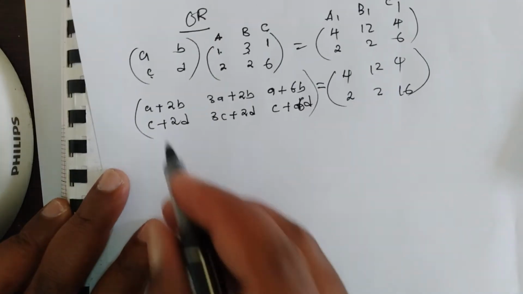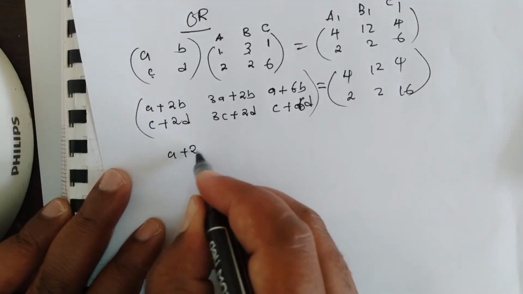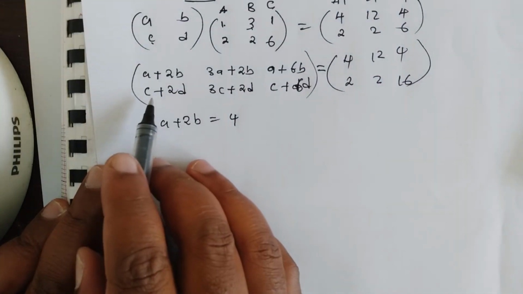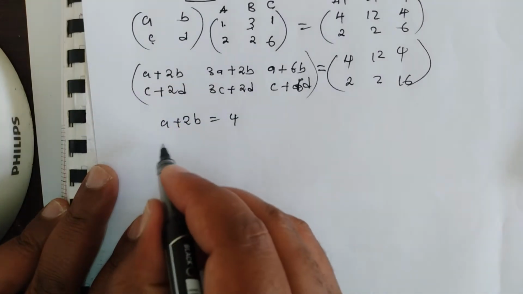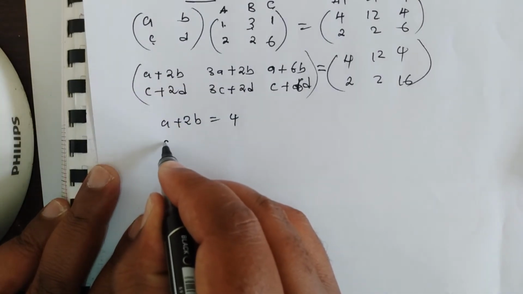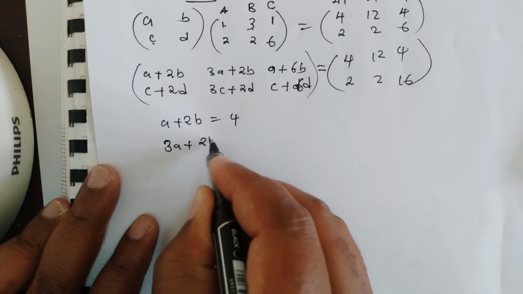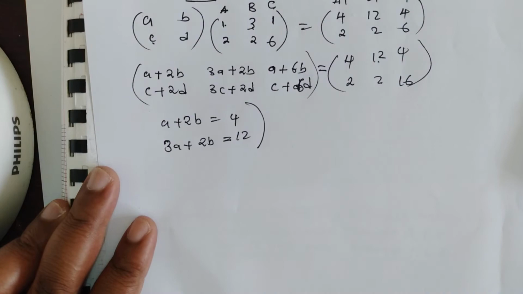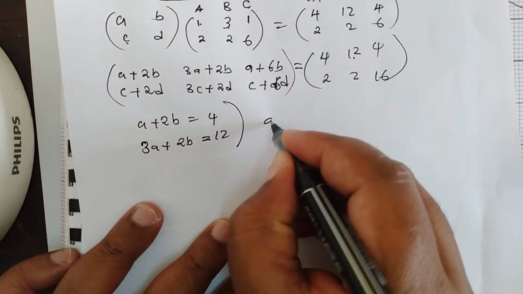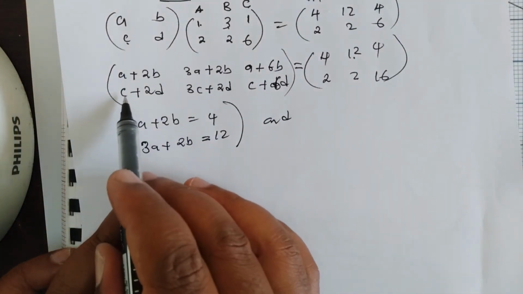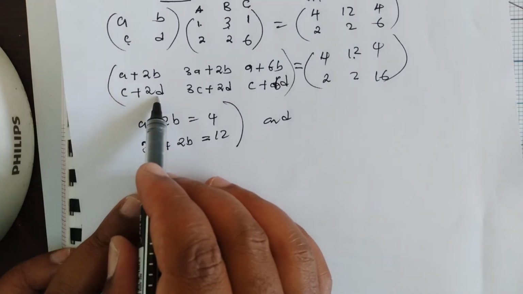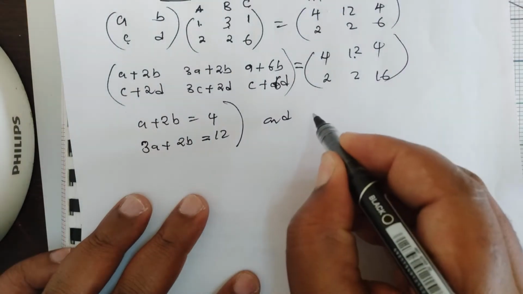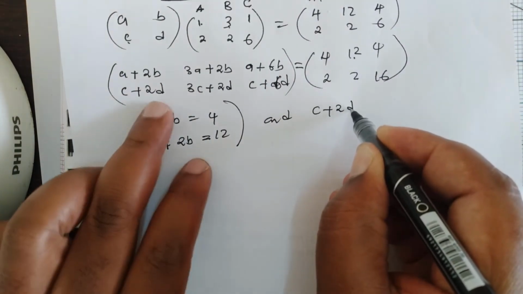What does this mean? You have A plus 2B is equal to the first one here, which is 4. You can pick another one where you have got A and B, maybe this one. So we have 3A plus 2B is equal to the second one here, which is 12. We solve them simultaneously. And you can get another set, maybe where there is C and D. You can ignore this, A and B have already been represented. So we have C plus 2D is equal to 2 here.